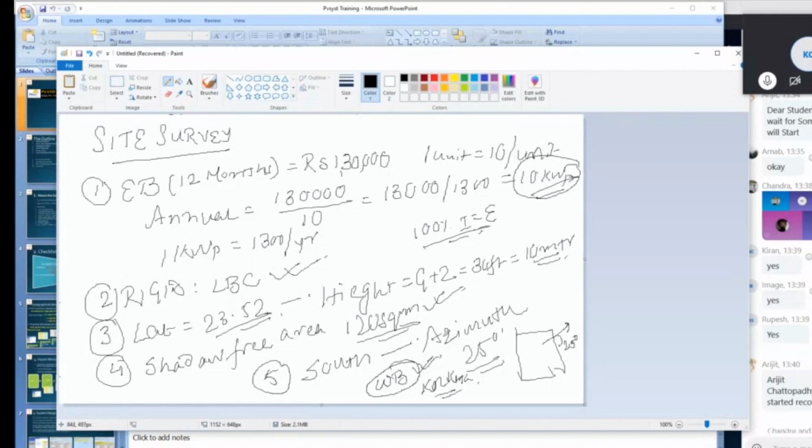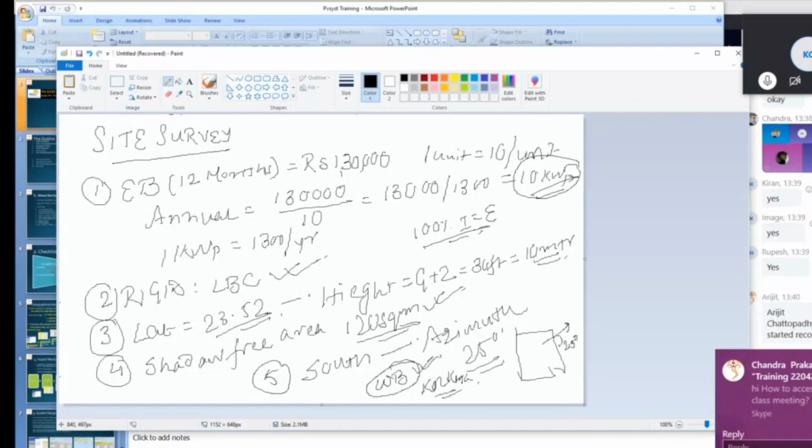Okay, guys, if you have any question, you can ask me about this. These are the site survey inputs that we are taking for doing a design.